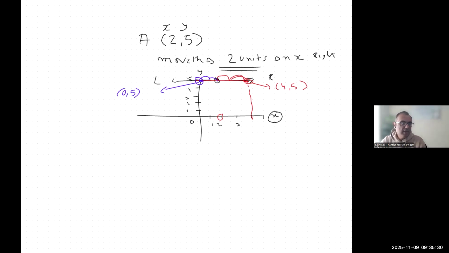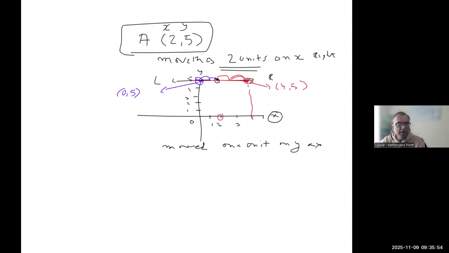Now, I give you another question. Same coordinate, A equals 2, comma 5. Now I have moved 1 unit on the y-axis. What is my new position? Can someone tell me my new position?